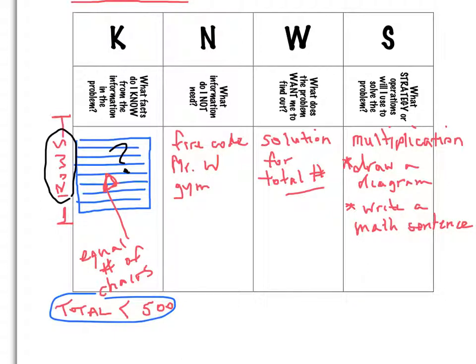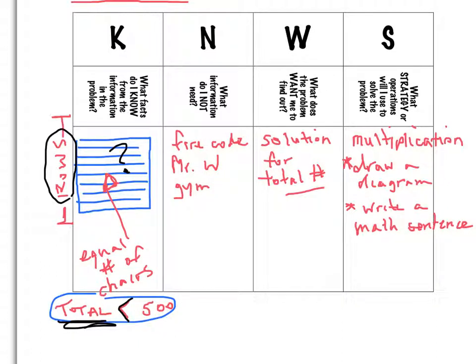The important information is the total number of rows, and that there's an equal number of chairs, but I don't know how many rows there are, and I don't know how many chairs. But what I do know is that the total number of chairs, the total, right down here, cannot be more than 500. So I just wrote a little math thing here to show what facts I know. I know that the total has to be less than, you guys see my little less than sign there?